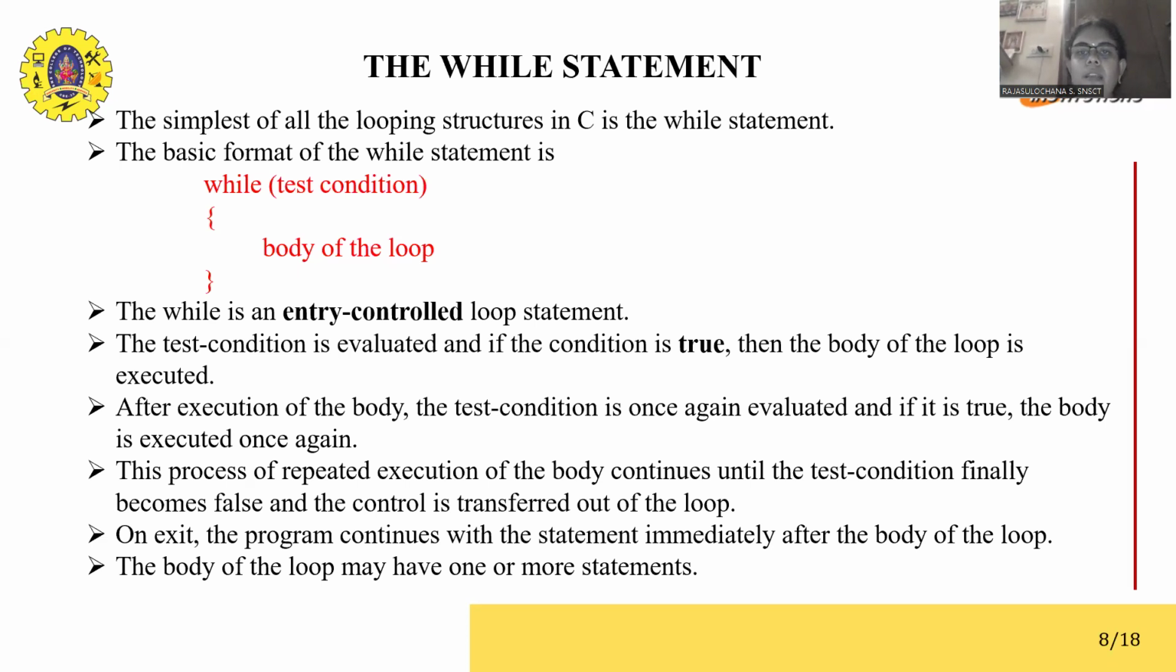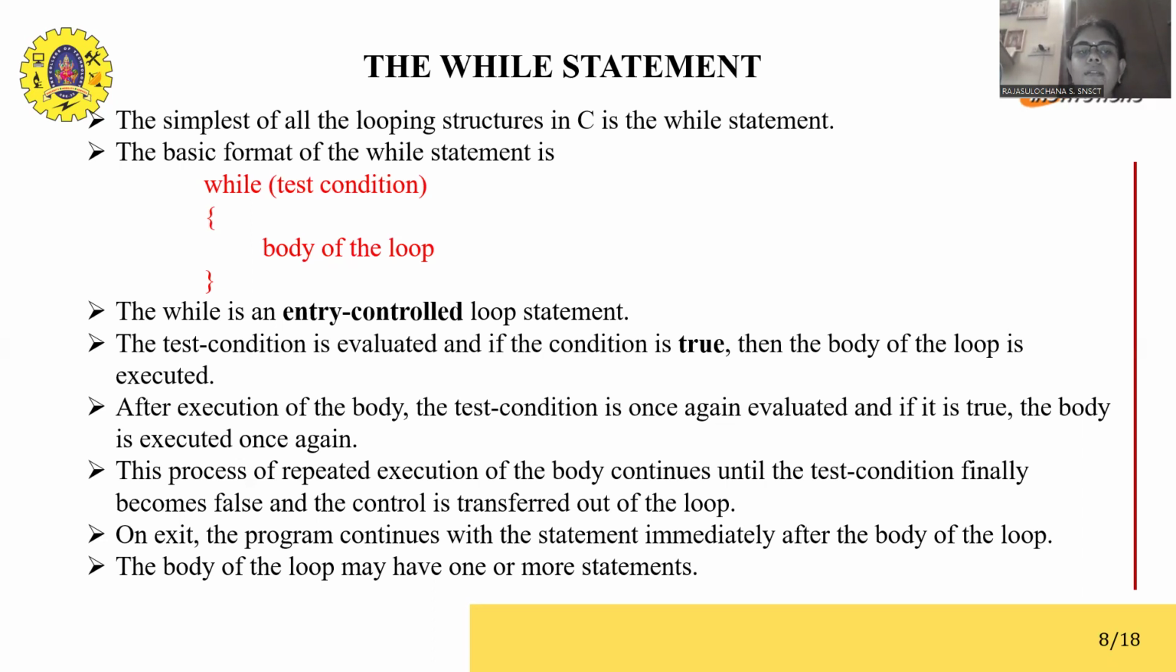First, let me start with the while statement. This while statement is the simplest of all the looping structures in C program. Since it is an entry control loop, the basic format of the while statement is like this: it starts with the keyword while, and inside parenthesis you will give the test condition. If this test condition is satisfied, the body of the loop following the while statement will be executed.